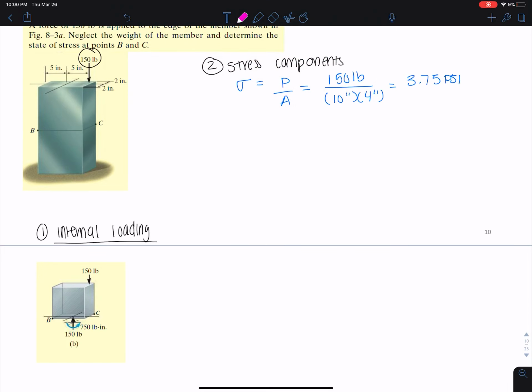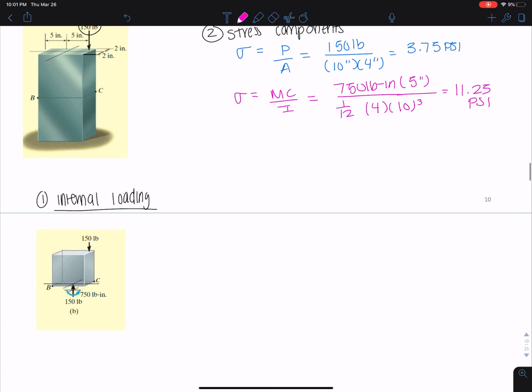So we have normal stress distribution due to bending moment, and this is going to be sigma equals Mc over I. And we have 750 pound-inches times the c value of 5 inches. And then we have the moment of inertia of the system, 4 times 10 cubed, and we get 11.25 psi.